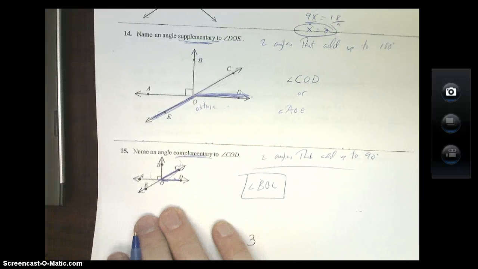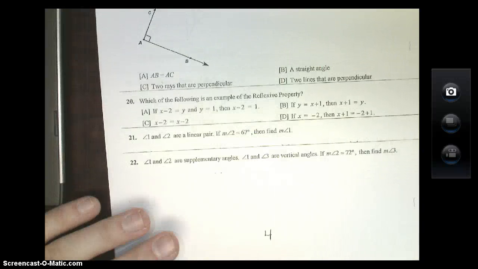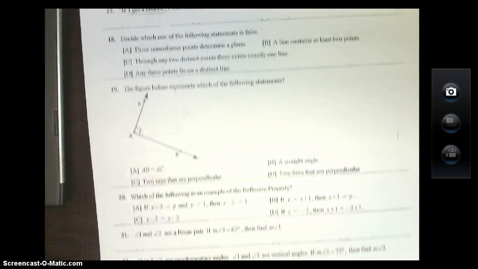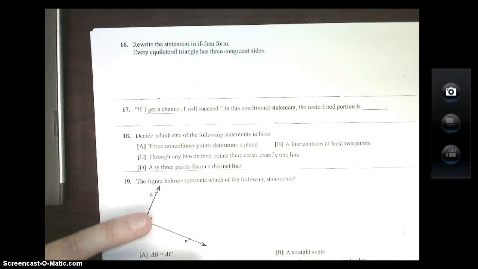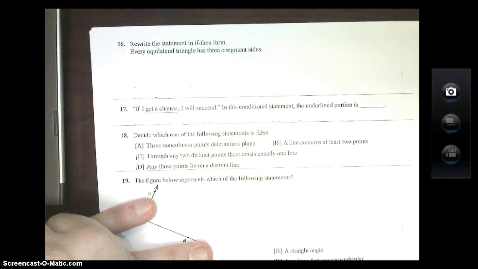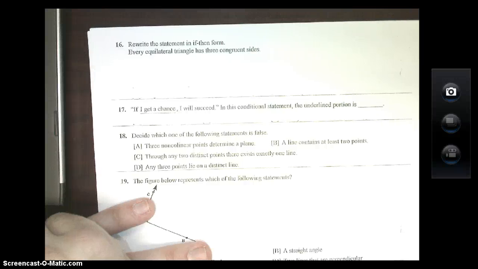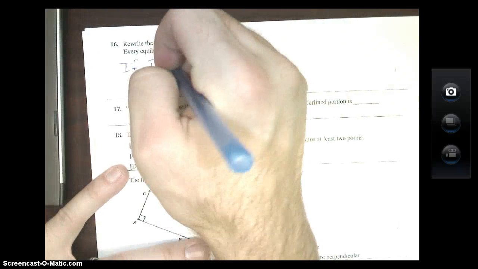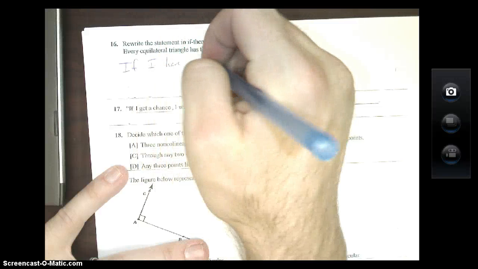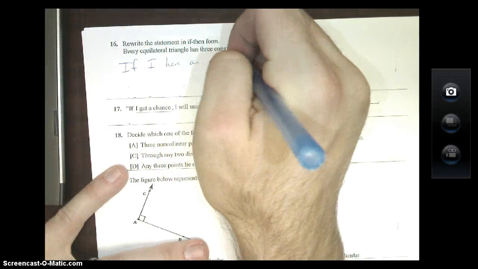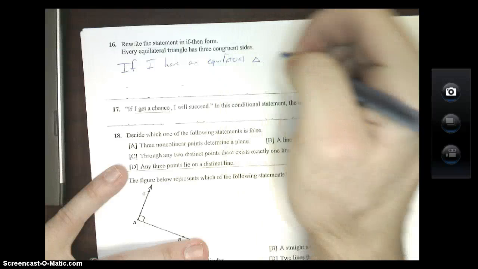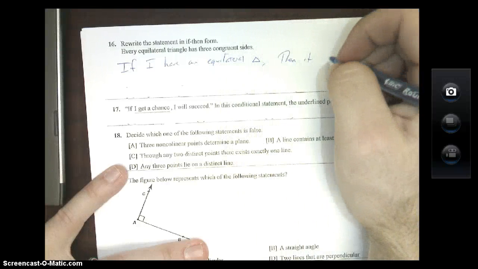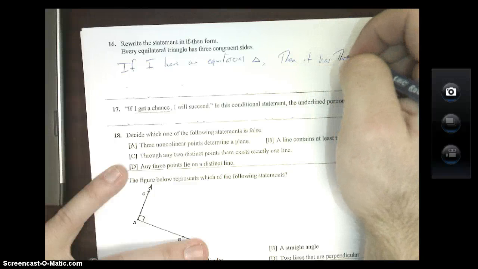Okay. All right. Taking a look here on our next page. Slide this underneath here real quick. 16, write the statement as an if-then form. Every equilateral triangle has three congruent sides. Okay, if-then form. If I have an equilateral triangle, then it has 3 congruent sides.